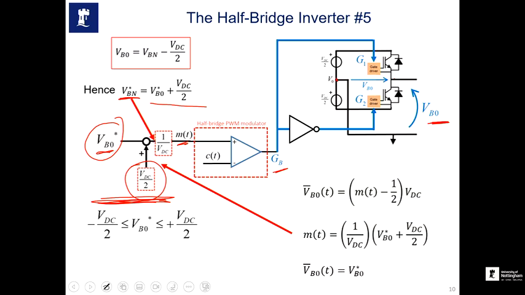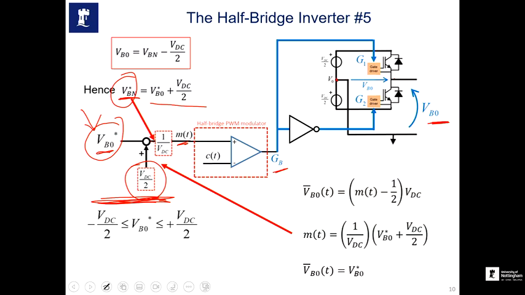So, with your input reference VBO star, you need to add the VDC divided by 2 to get the VBN star. The only difference with the previous PWM modulator block is that, first, instead of using VBN star as a reference, you need to use VBO star as a reference. To accommodate this VBO star as a reference, you need to add VBO star with the VDC by 2 to get the VBN star, and the rest of the stuff is exactly the same as before.